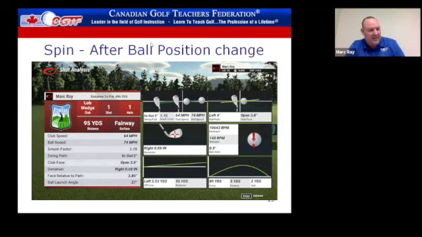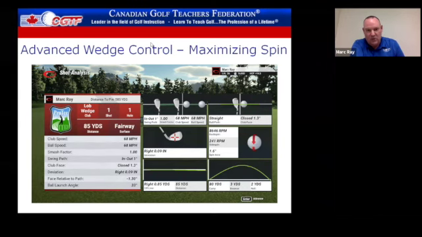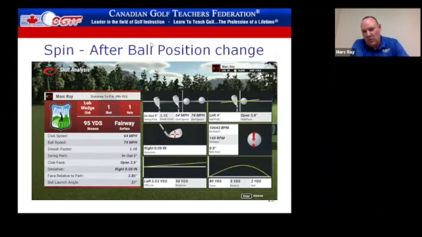The other thing that's neat is look at the launch angle. So in the very bottom on the left, you can see the launch angle is 27 degrees. We'll go back to the other one. It was 33 degrees. So obviously when you put the ball back in your stance, it's going to come out lower. So the launch angle is going to go lower, but you're going to get more spin, like I showed you.